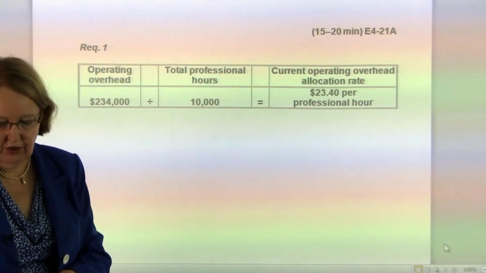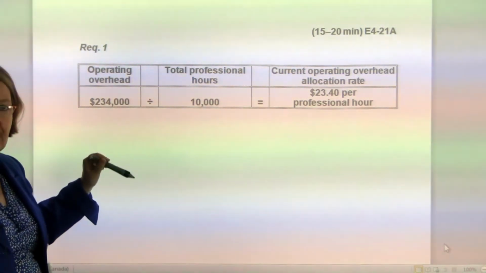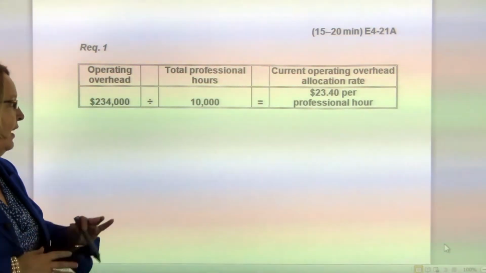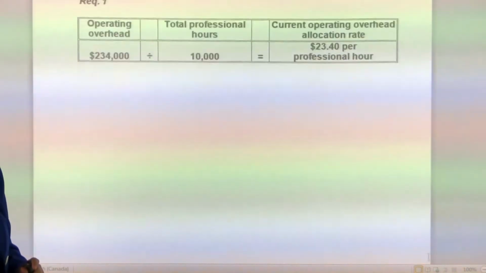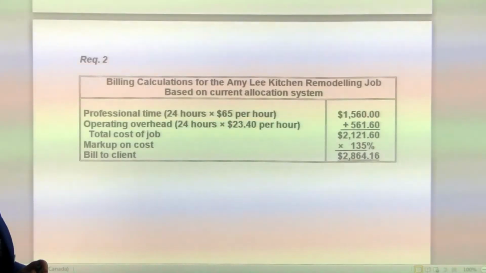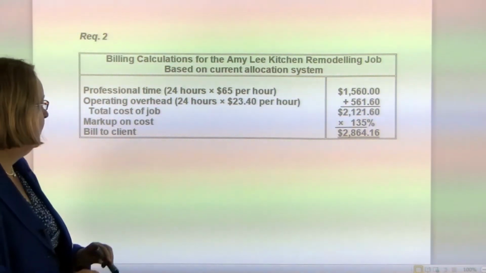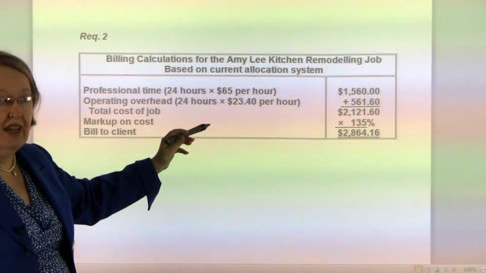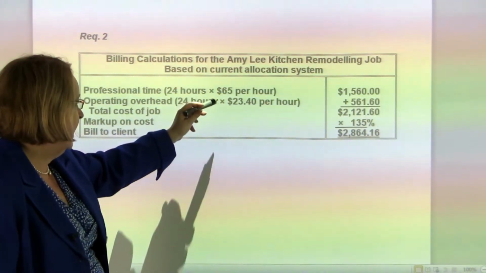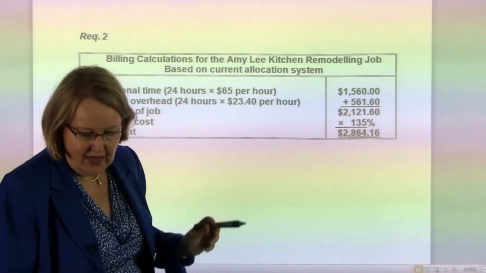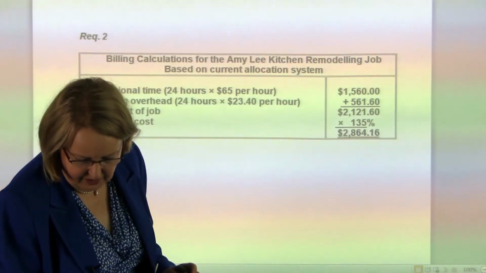So based on the current system, they are not breaking down their overhead into various activities. They're just taking all overhead, divided by the full total of the hours to come up with one rate. So using that approach, we'll see how this is allocated. For this particular kitchen remodeling job that they're tracking their cost on, they've spent 24 hours, and the hourly rate is $65 per hour, and you're given that information in the chapter.